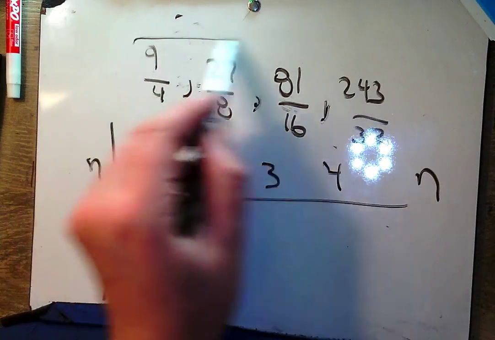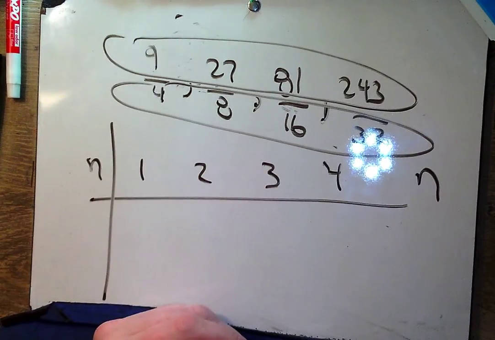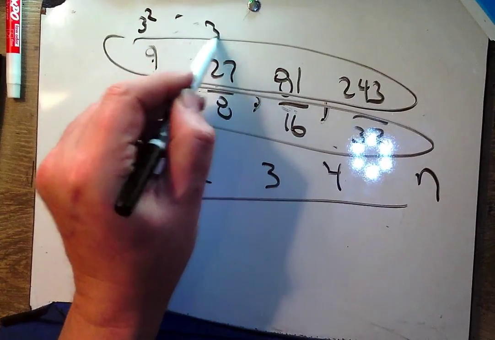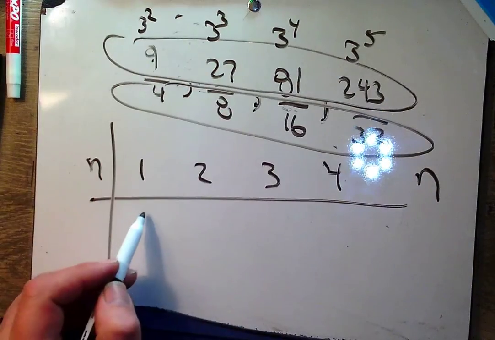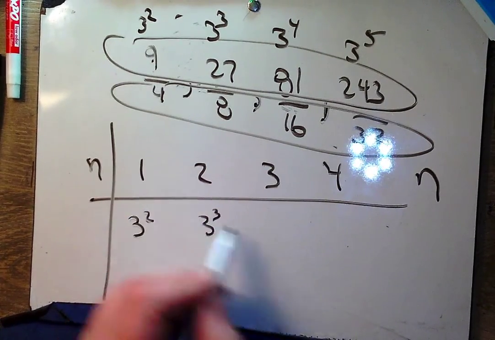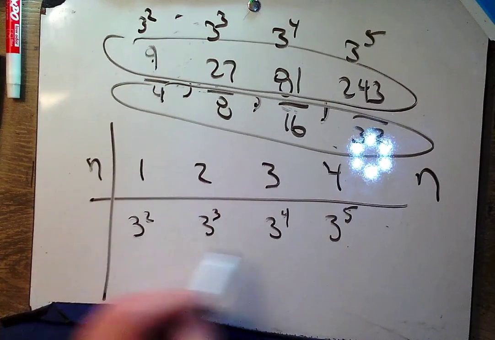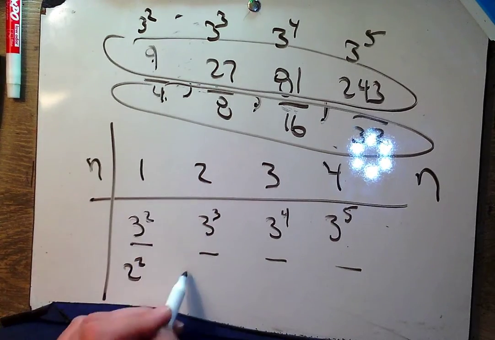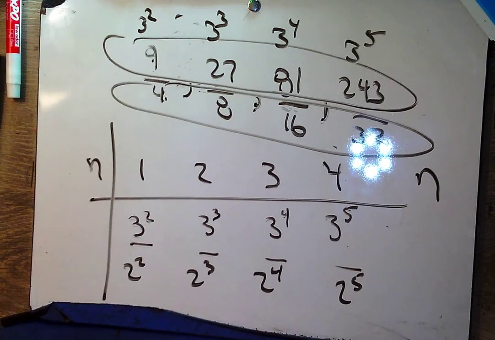And I noticed something here in the numerator that's different than here in the denominator. Here, I see 3 squared, and 3 to the 3rd, and 3 to the 4th, and 3 to the 5th. So I've got 3 squared, 3 to the 3rd, 3 to the 4th, 3 to the 5th. But then in the denominator, I see a different pattern. That's 2 squared, 2 to the 3rd, 2 to the 4th, 2 to the 5th.